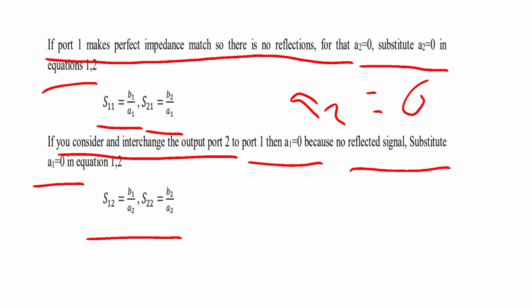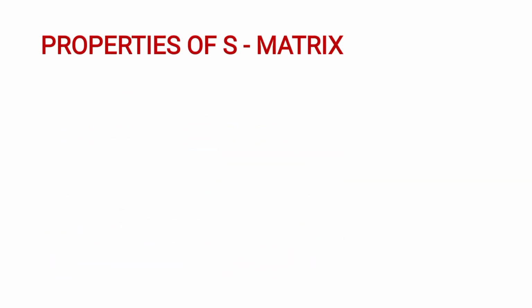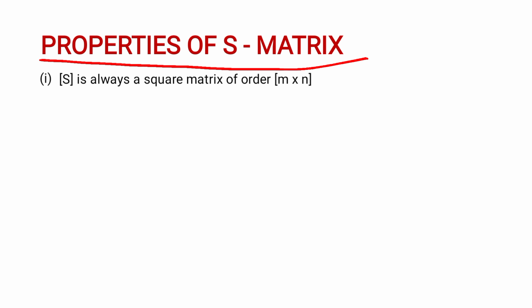Now this is about the scattering matrix and the scattering parameters. Now I am going to explain the scattering matrix properties. The properties of the scattering matrix, also known as the S matrix, are very important in all the exams. Even in the semester exam it is a sure question which will come. Now let's see what is the first property of the scattering matrix.